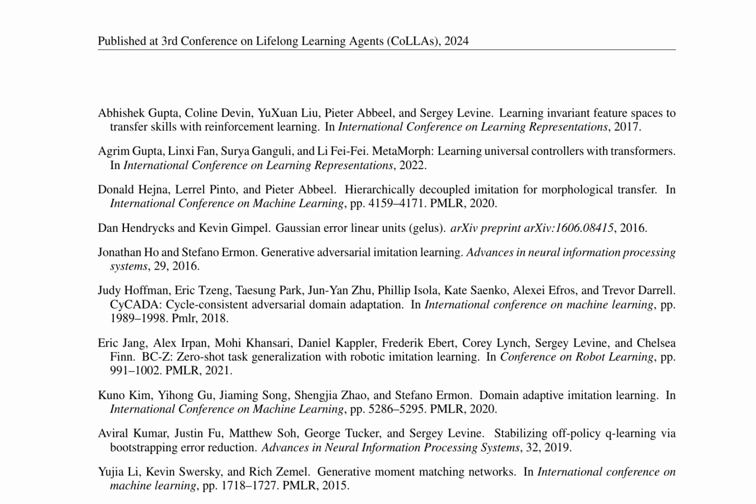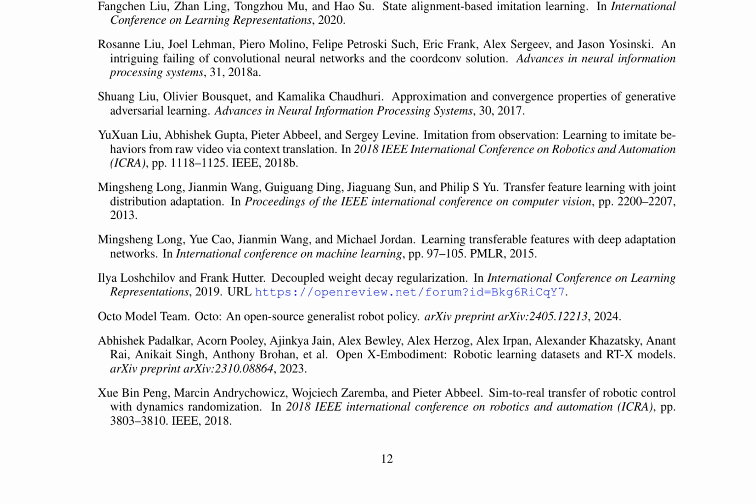Key topics include learning invariant feature spaces for skilled transfer, metalearning with transformers, hierarchically decoupled imitation for morphological transfer, and generative adversarial imitation learning. Gaussian error linear units, cycle-consistent adversarial domain adaptation, zero-shot task generalization with robotic imitation learning, and domain-adaptive imitation learning are also explored. The review discusses stabilizing off-policy Q-learning via bootstrapping error reduction, generative moment matching networks, state alignment-based imitation learning, and approximation and convergence properties of generative adversarial learning.